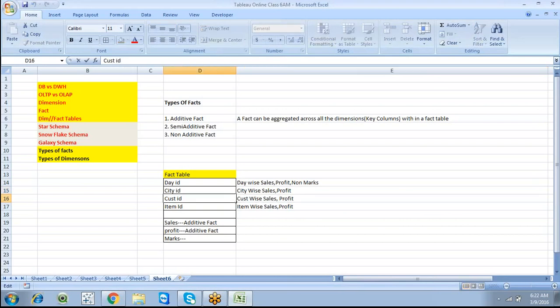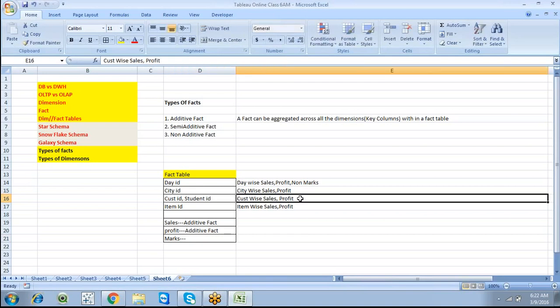But if you have a student ID, so instead of customer ID, let us take student ID. So student wise marks is possible. So this is an additive fact, like for student it is going to aggregate.